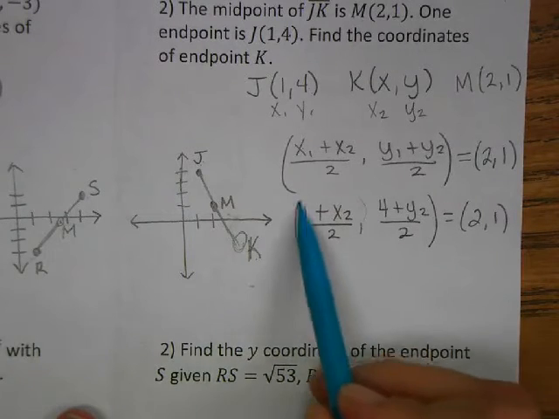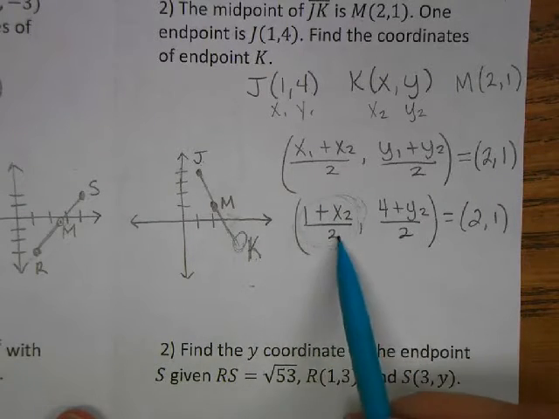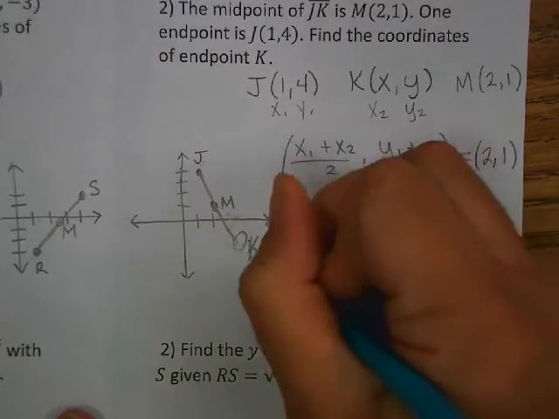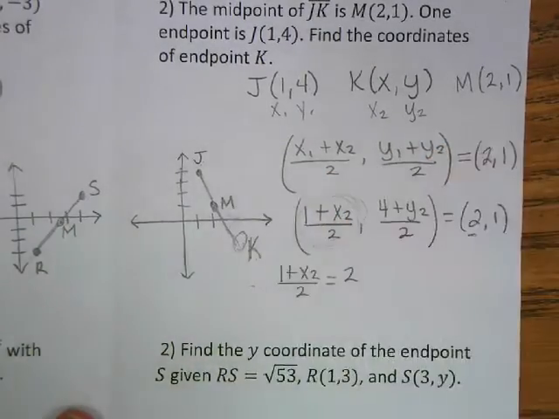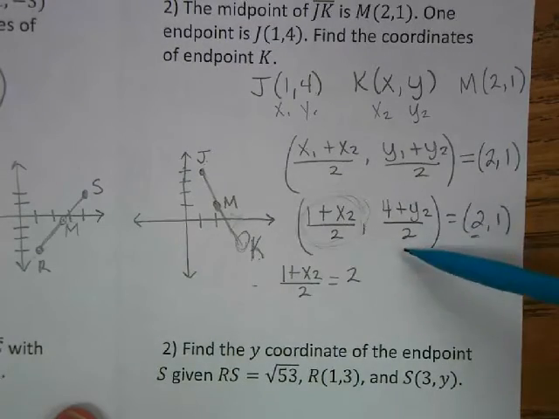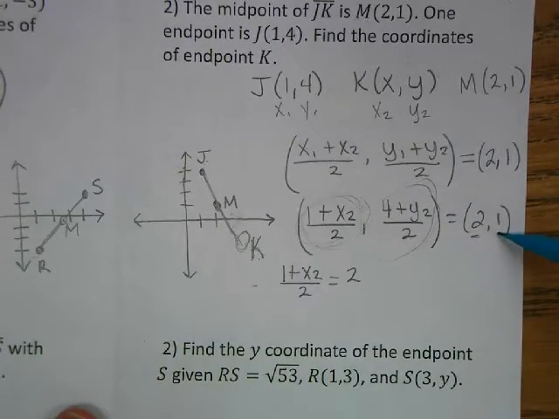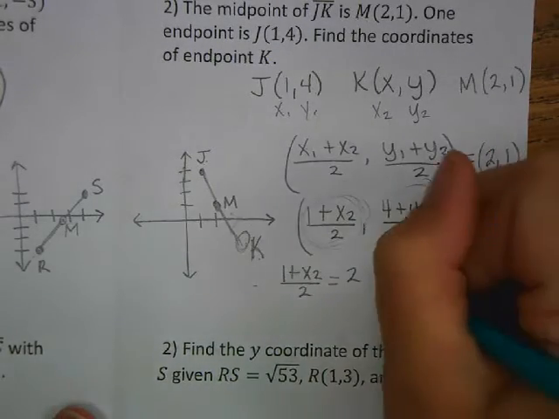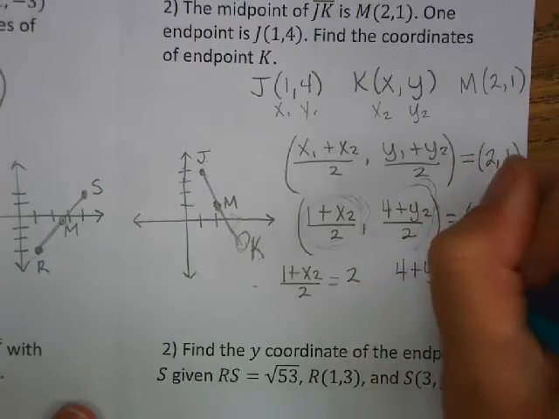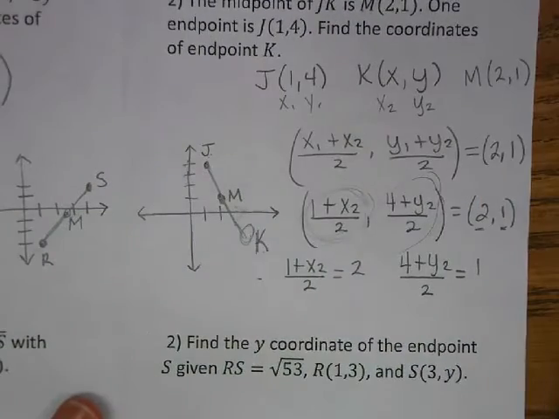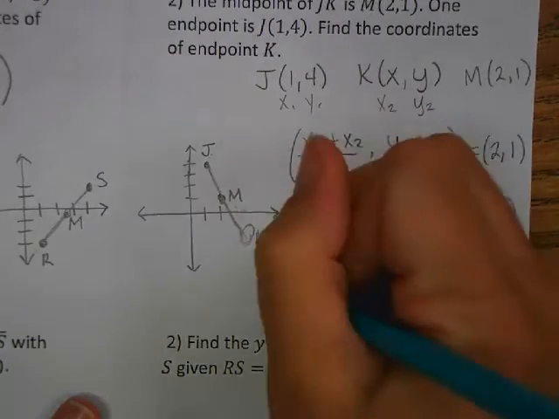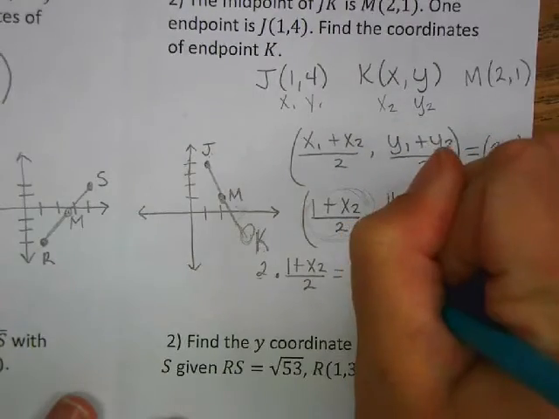So now my x coordinate has to simplify to 2. So (1 plus x over 2) divided by 2 has to simplify to 2. And my y coordinate has to simplify to 1. So (4 plus y2) over 2 has to simplify to 1. And then you would just solve these equations for those variables. So start off by multiplying both sides by 2.